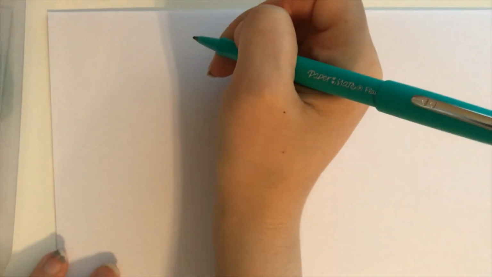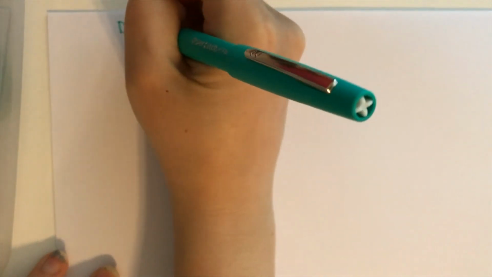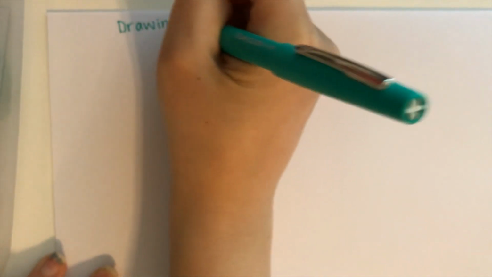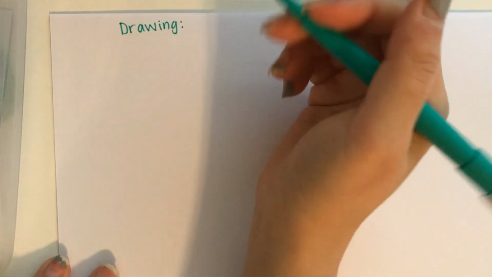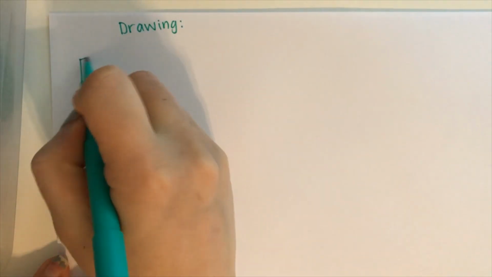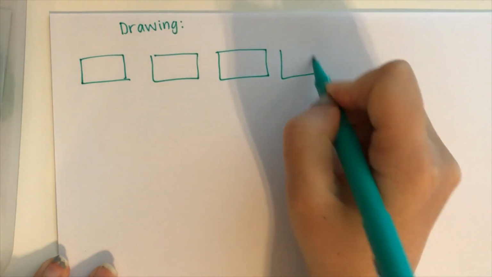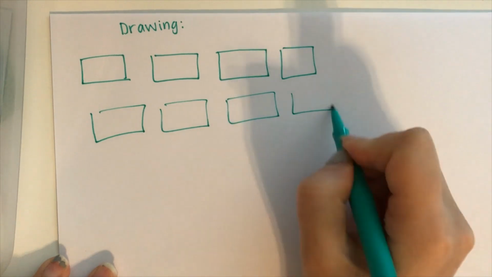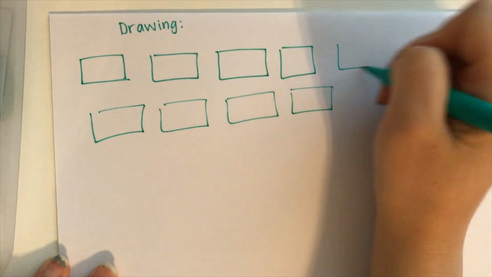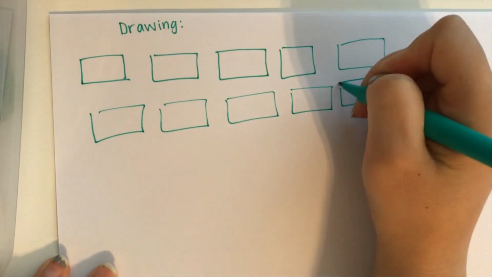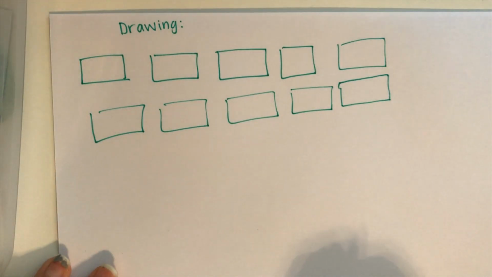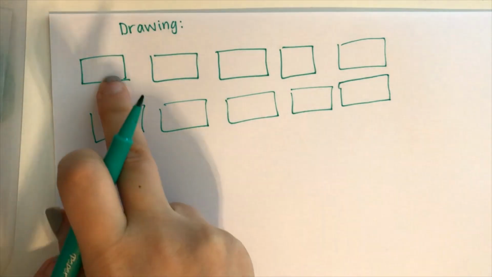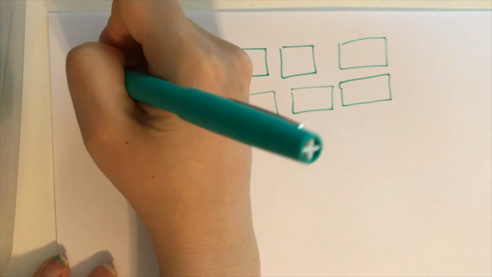The first way that we would be doing this is by drawing. And since we're talking about 10 bags of Oreos, I'm actually going to draw 10 boxes to show you that I have 10 bags of Oreos. And then it says I have 7 Oreos in each bag. So in every bag I have 7 Oreos.